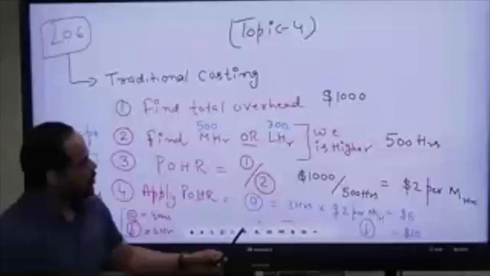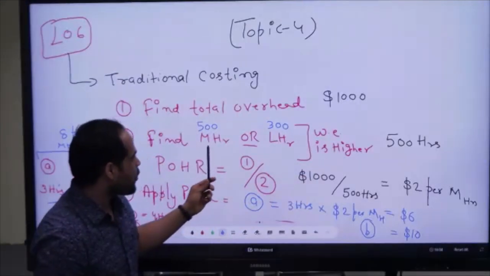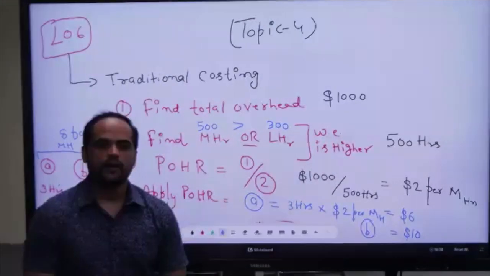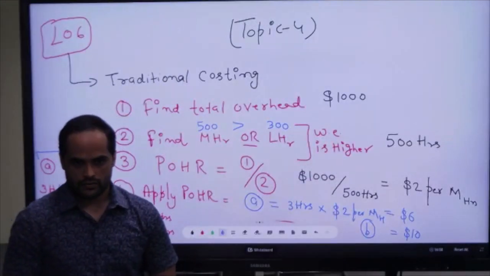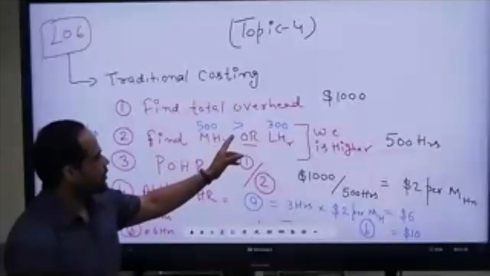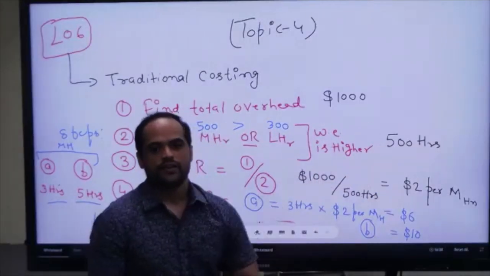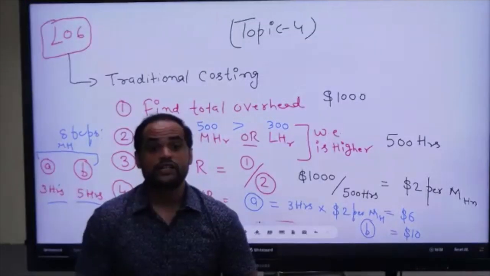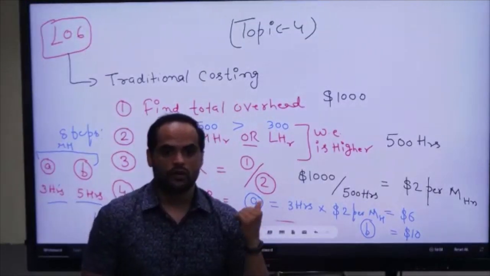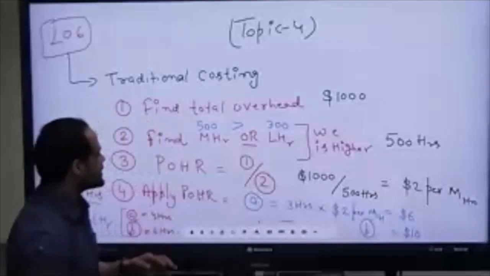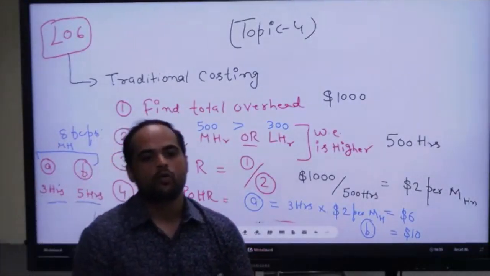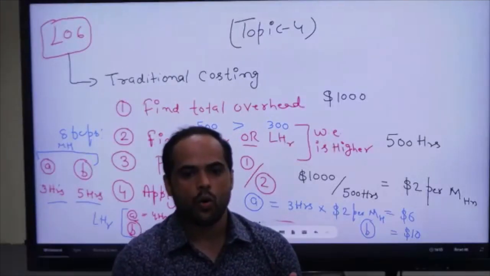So now, whichever is higher, of course, 500 is higher than 300, right? Which means we use 500 hours to estimate the predetermined overhead rate, which is our step 3. So step 3 is the predetermined overhead rate. Now the question is, what is the predetermined overhead rate? What is POHR?